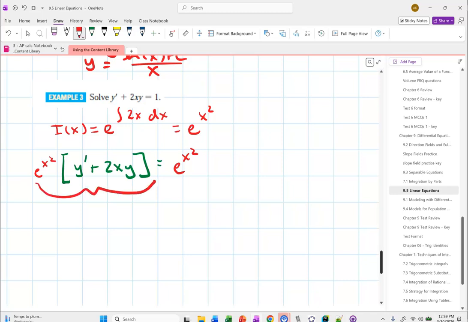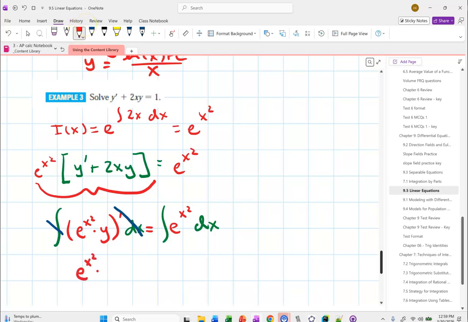This piece condenses down to the derivative of I of x times y. Integrate both sides. The integral cancels the derivative. What am I going to do with this now?